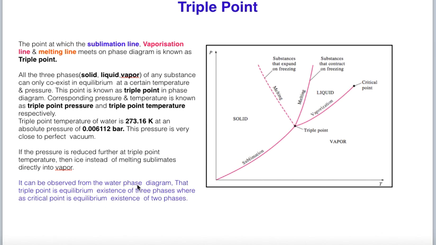It can be observed from the water phase diagram that the triple point is the equilibrium existence of three phases, whereas the critical point is the equilibrium existence of two phases. This is the difference between the triple point and the critical point.